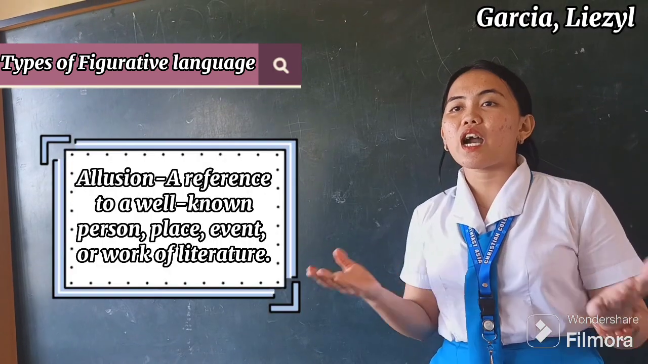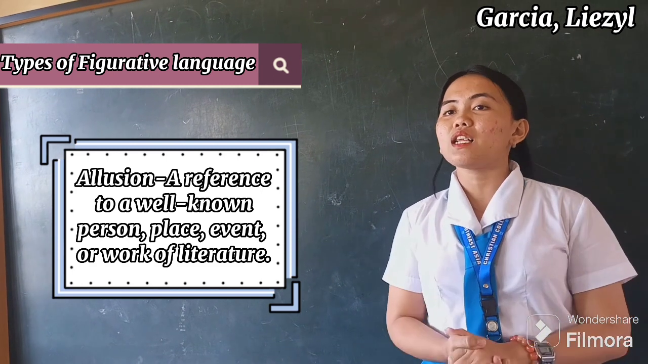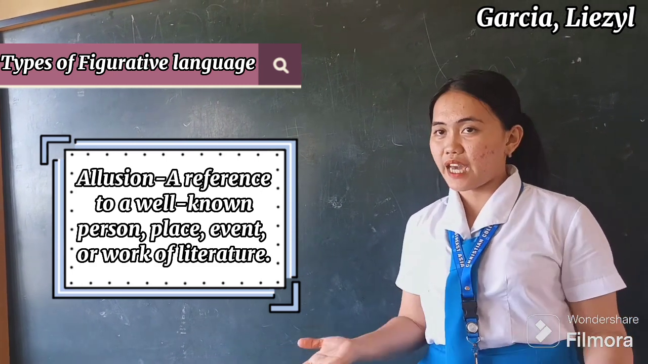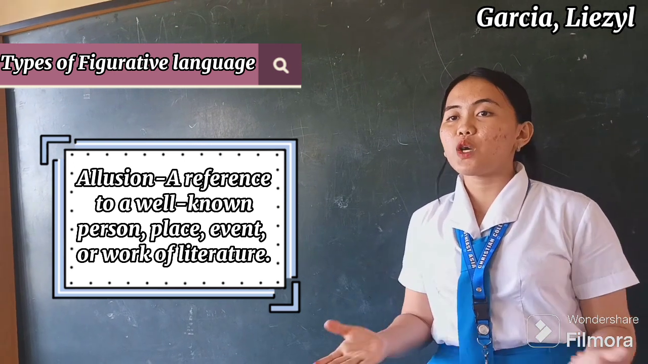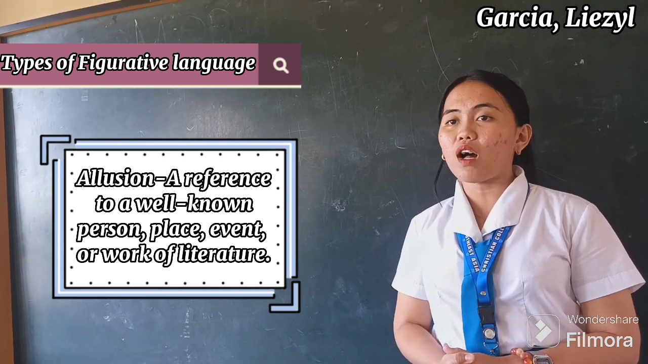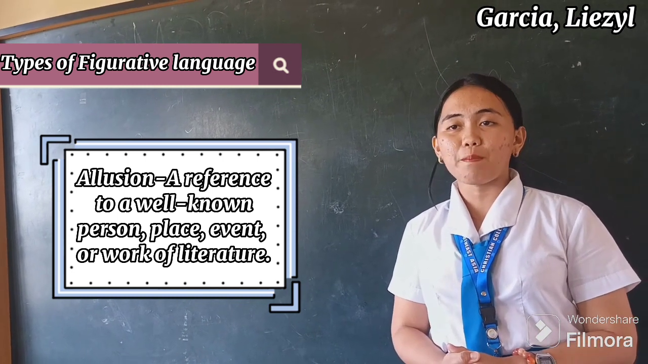Next is allusion, a reference to a well-known person, place, event, or work of literature. Example, he stole the forbidden fruit when he took his candy. He didn't do anything as bad as chopping down a cherry tree. She was the Helen of Troy of the class and made all the boys fight. My little girl ran faster than a speeding bullet when she grabbed my lipstick.